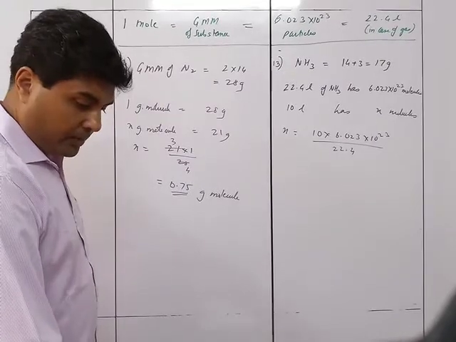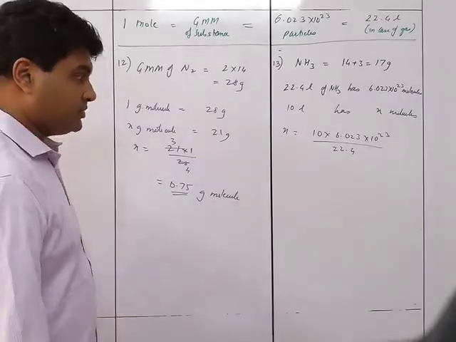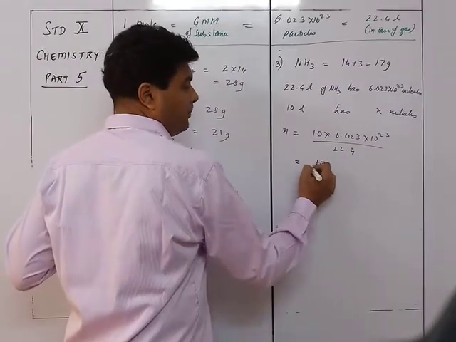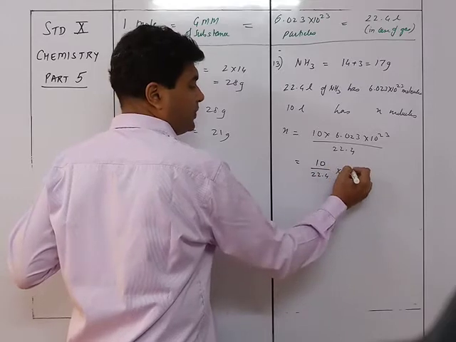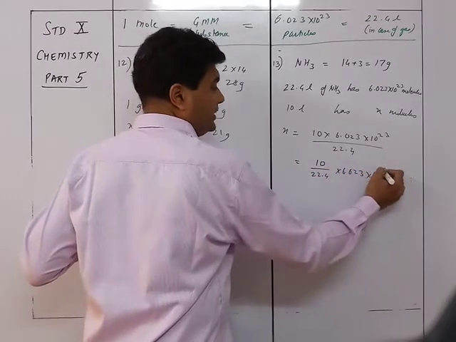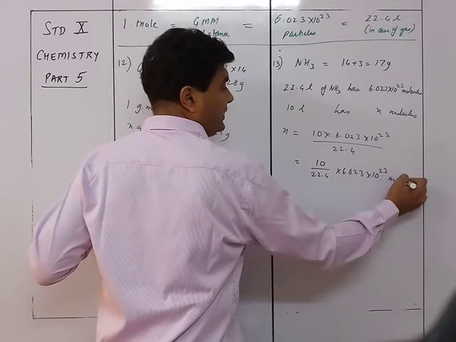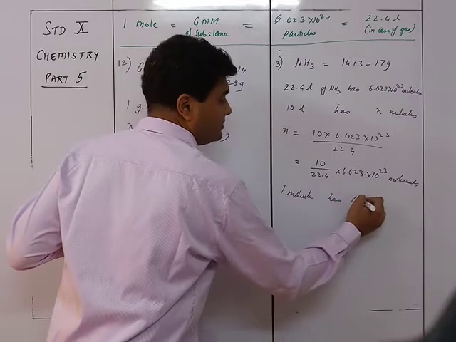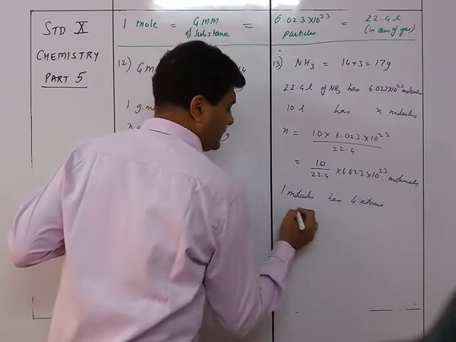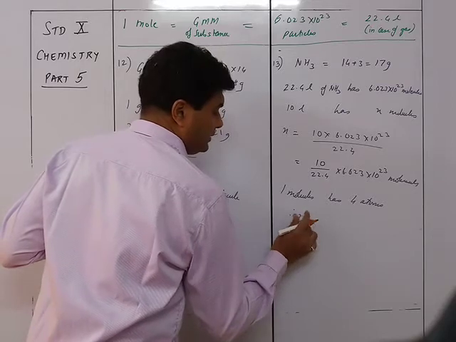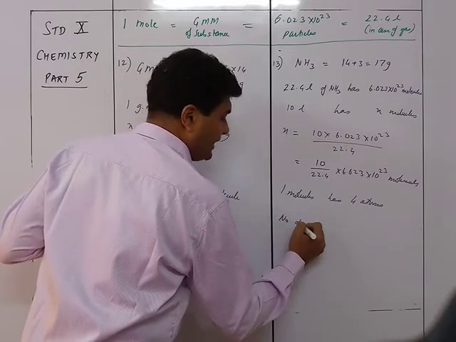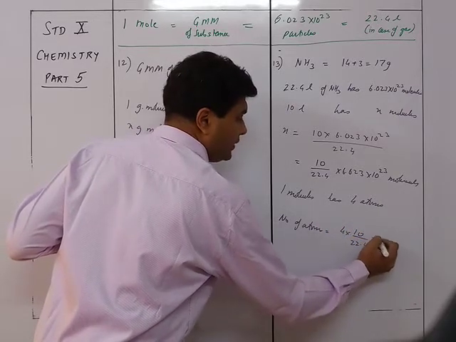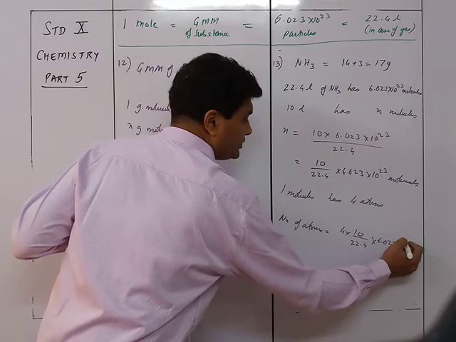Now you need to find out the number of atoms. So it is equal to 10 upon 22.4 into 6.023 into 10 raised to 23 molecules. Now one molecule has 4 atoms. Therefore, the number of atoms is equal to 4 into 10 upon 22.4 into 6.023 into 10 raised to 23.